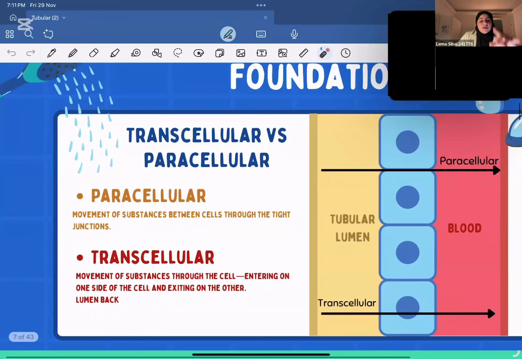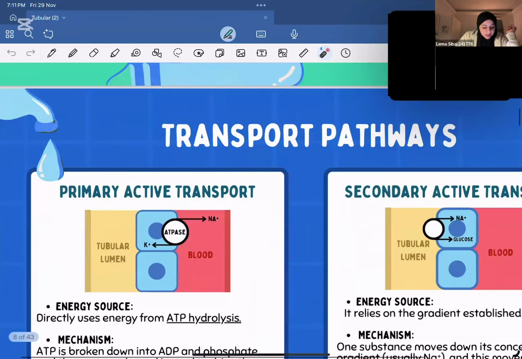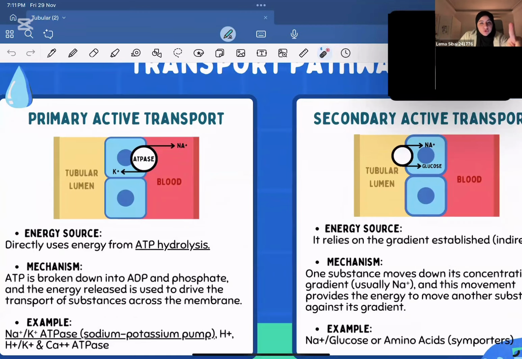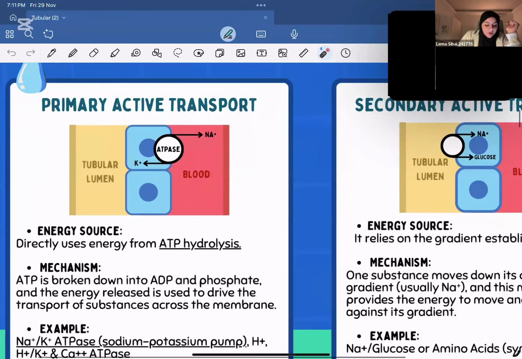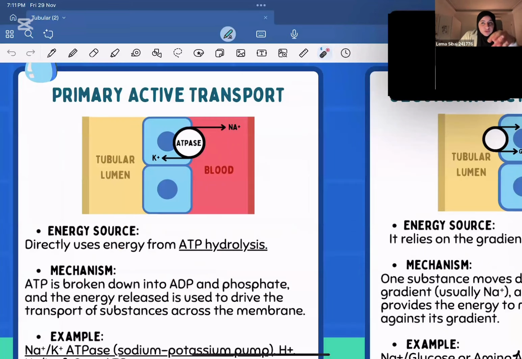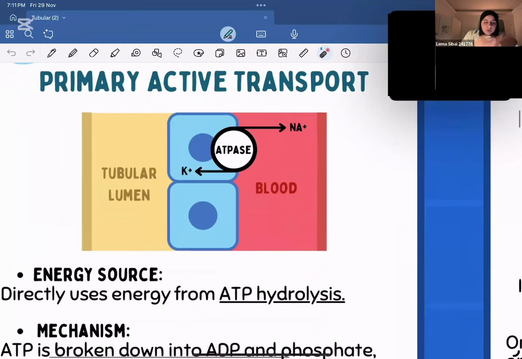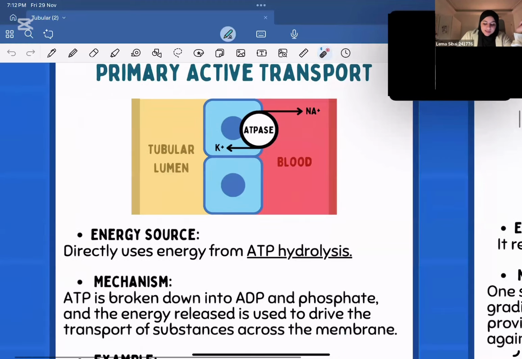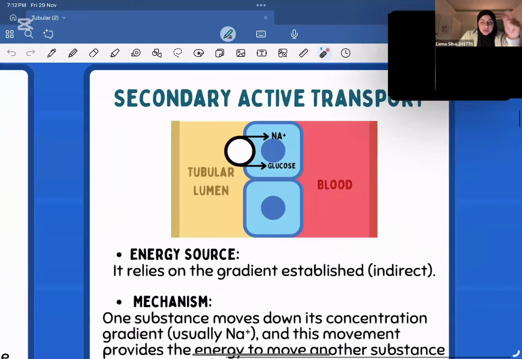And transcellular is made up of two different kinds of transport. What I explained right here, there's primary active transport and secondary active transport. Now, primary active transport just means that it uses ATPase, it's the pump of this channel. This is where the energy comes from, the hydrolysis of the ATP molecule. And secondary active transport, now this is kind of an indirect use of energy.